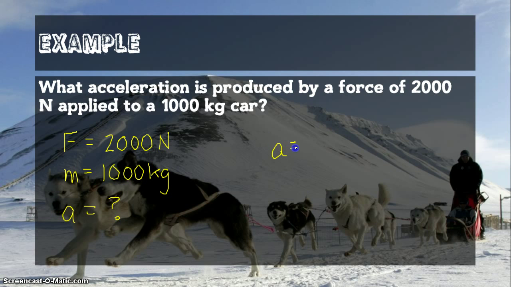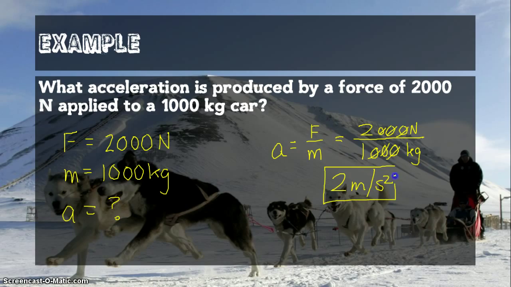So acceleration is the force divided by the mass. So we would take 2,000 newtons, divide that by 1,000 kilograms. My zeros cancel out, and I'm going to end up with 2. And remember, acceleration, the unit for that is meters per second squared. So I'll end up with 2 meters per second squared in that case.